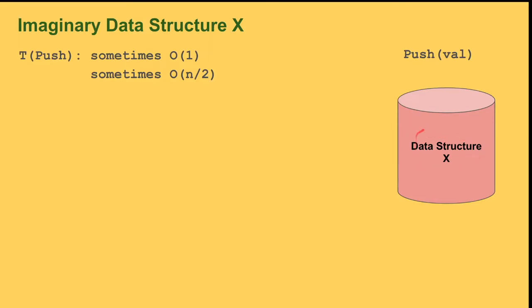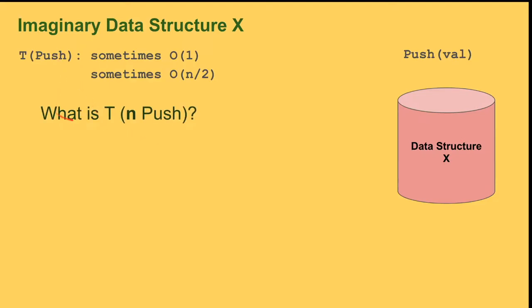Imagine I have an imaginary data structure, we call it data structure X, which only supports one operation, insert or push a value inside the data structure. And all we know is that the runtime of one push is sometimes O of 1 and sometimes O of N over 2. We don't know exactly when it's O of 1 and when it's O of N over 2. And N is the total number of items inside the data structure.